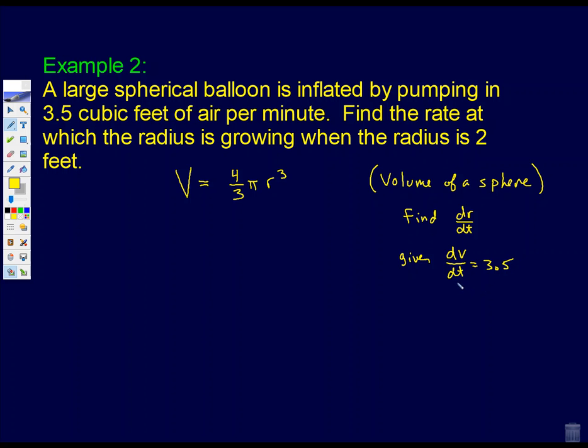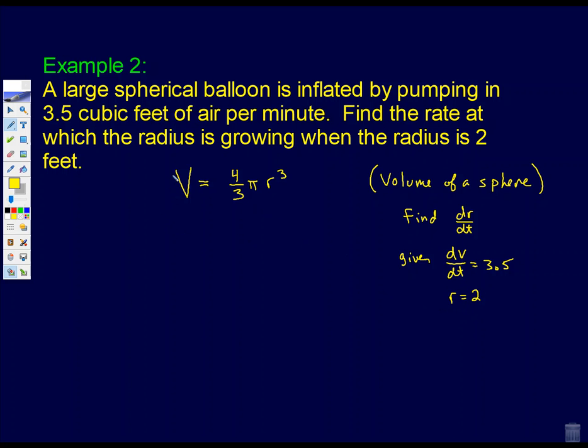We're also told to solve this problem exactly at the instant that the radius is 2 feet. It's understood that the balloon initially was empty, so the radius would be 0. And as we fill it with air, it's going to grow. Both the radius and the volume will grow. And so we're going to be analyzing the rates at which they both grow and then stopping and seeing what the instantaneous rate is exactly when the radius is 2.